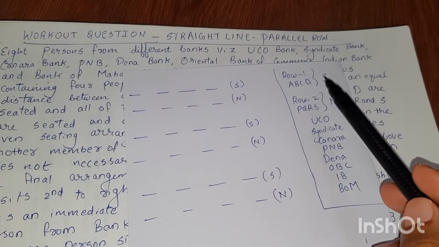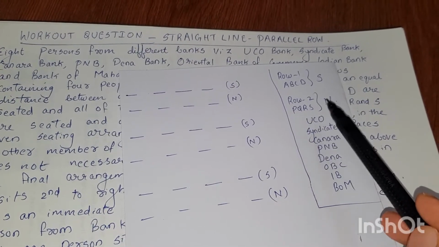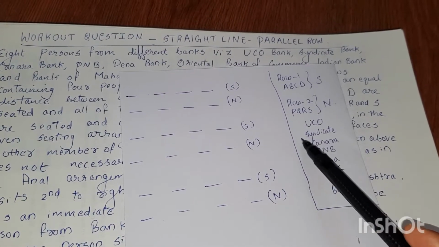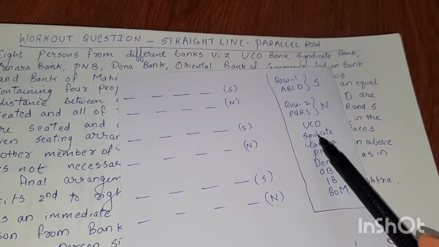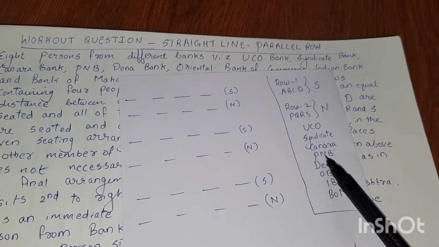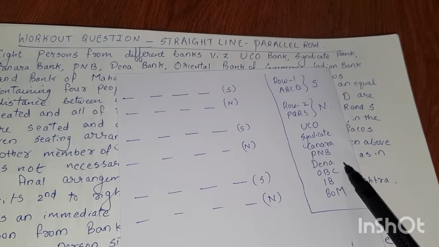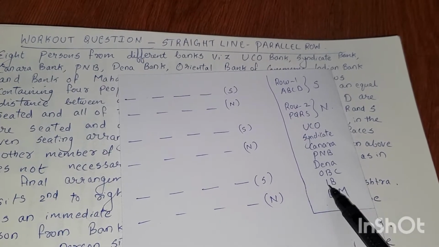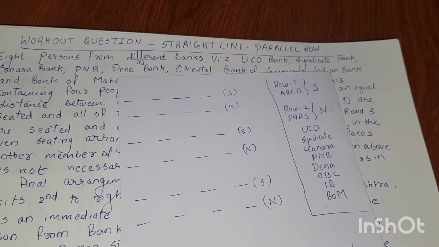Row 1 ABCD are sitting facing south. Row 2 PQRS are seated and are facing north, and the different banks they are working in are UCO Bank, Syndicate Bank, Canara Bank, PNB means Punjab National Bank, Dena Bank, OBC means Oriental Bank of Commerce, IB means Indian Bank, and BOM means Bank of Maharashtra.